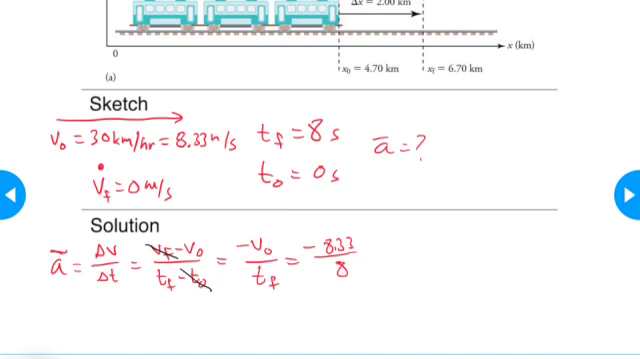Now remember, in this case, it is decelerating, slowing down, so our acceleration vector should point in the opposite direction of the velocity vector or the motion of the object. The object's moving to the right, so our acceleration vector should point to the left. And that means it should be negative, and we do get a negative here. We get a negative 8.33 divided by a positive 8. That gives us a negative 1.0417 meters per second squared.